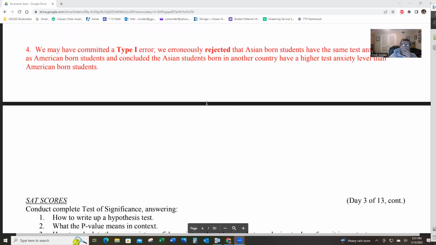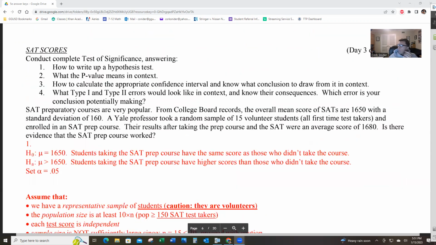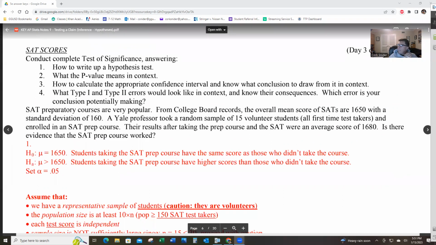Okay. Now the next one is SAT scores. Now, I want to warn you that this data is the old SAT. For a while, they were running SAT scores that were out of 2,400. They're not running them that way anymore, okay? But just FYI, that's what's going on here in this old question that I have. I need to update this question. Okay, SAT prep courses, do they work?